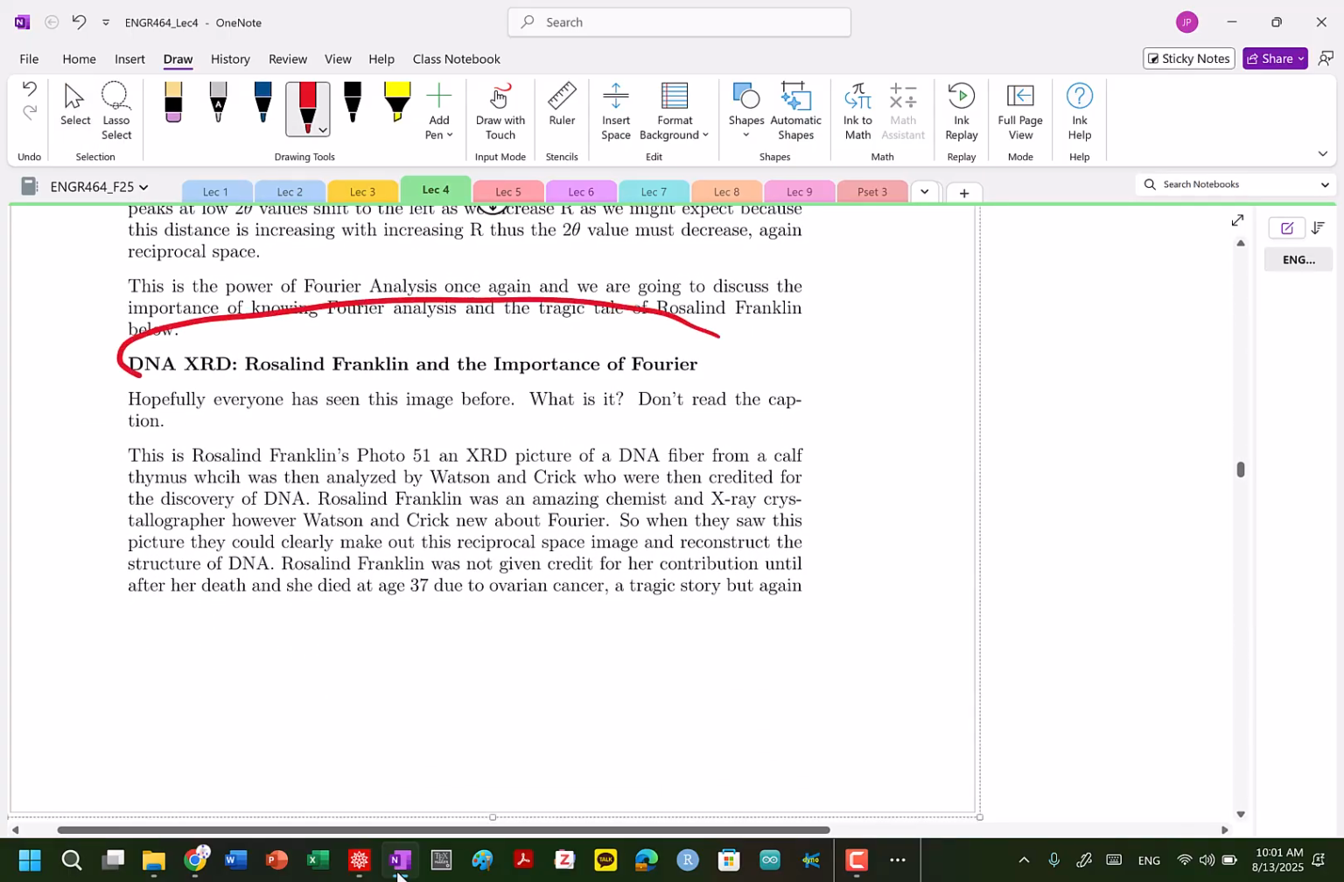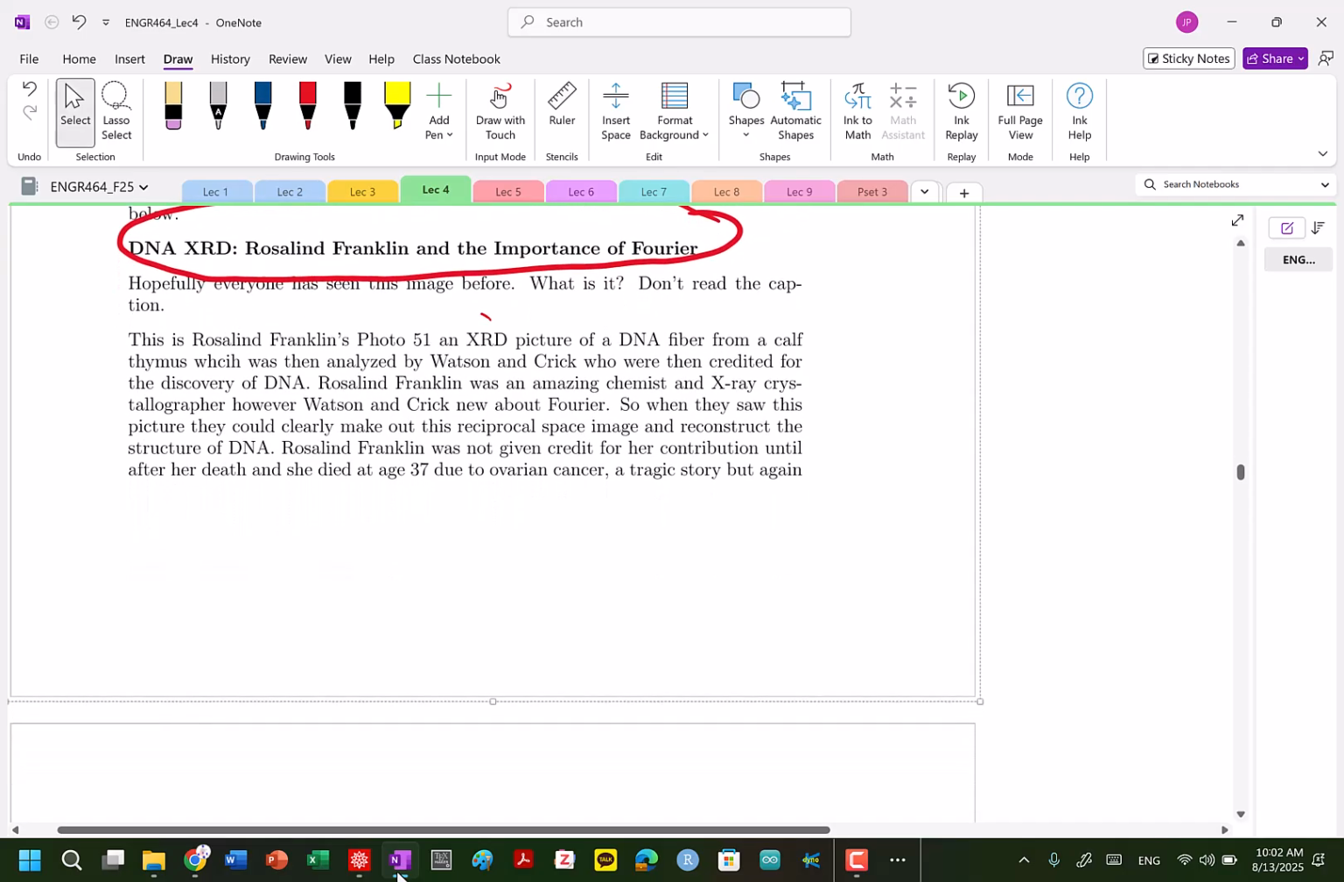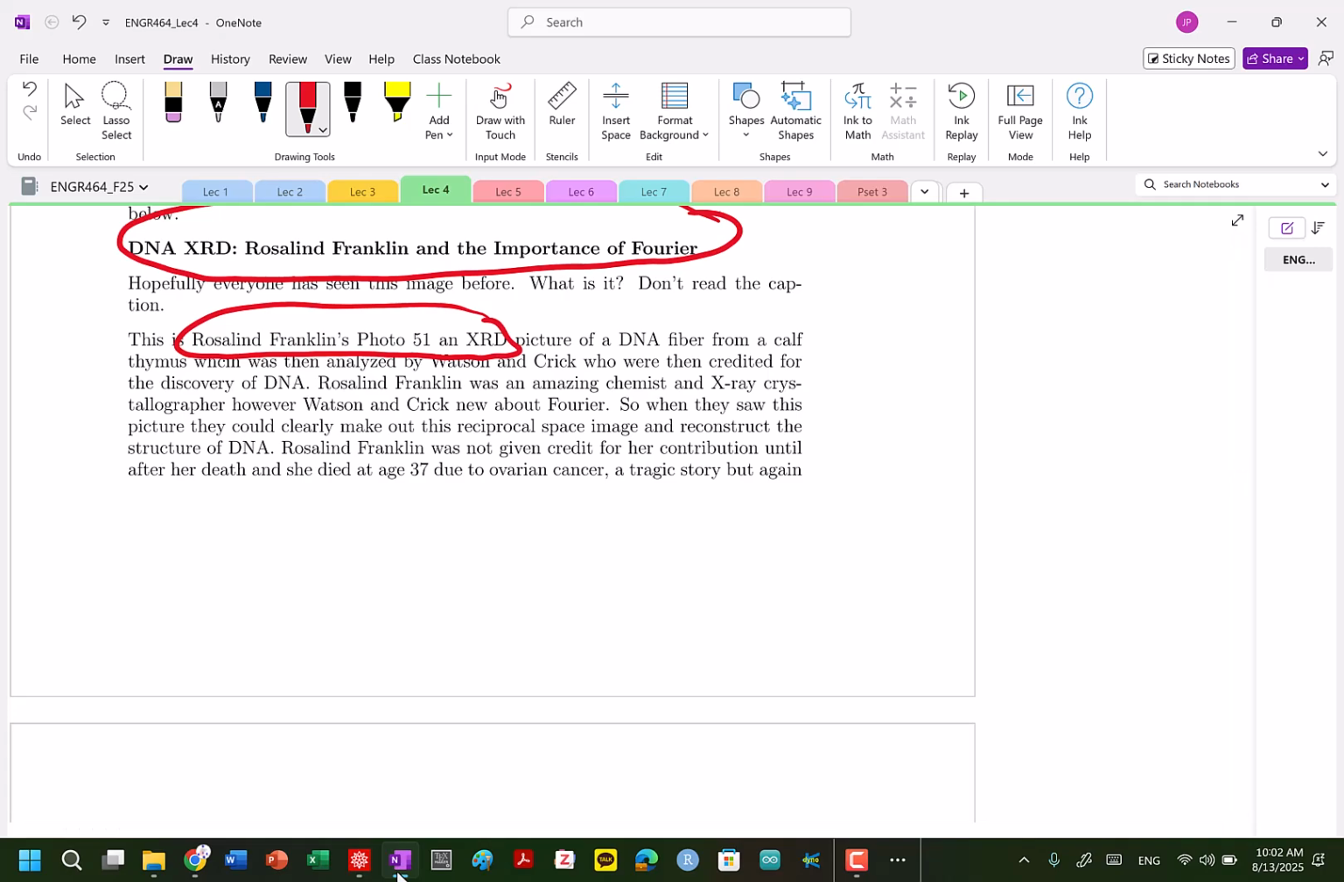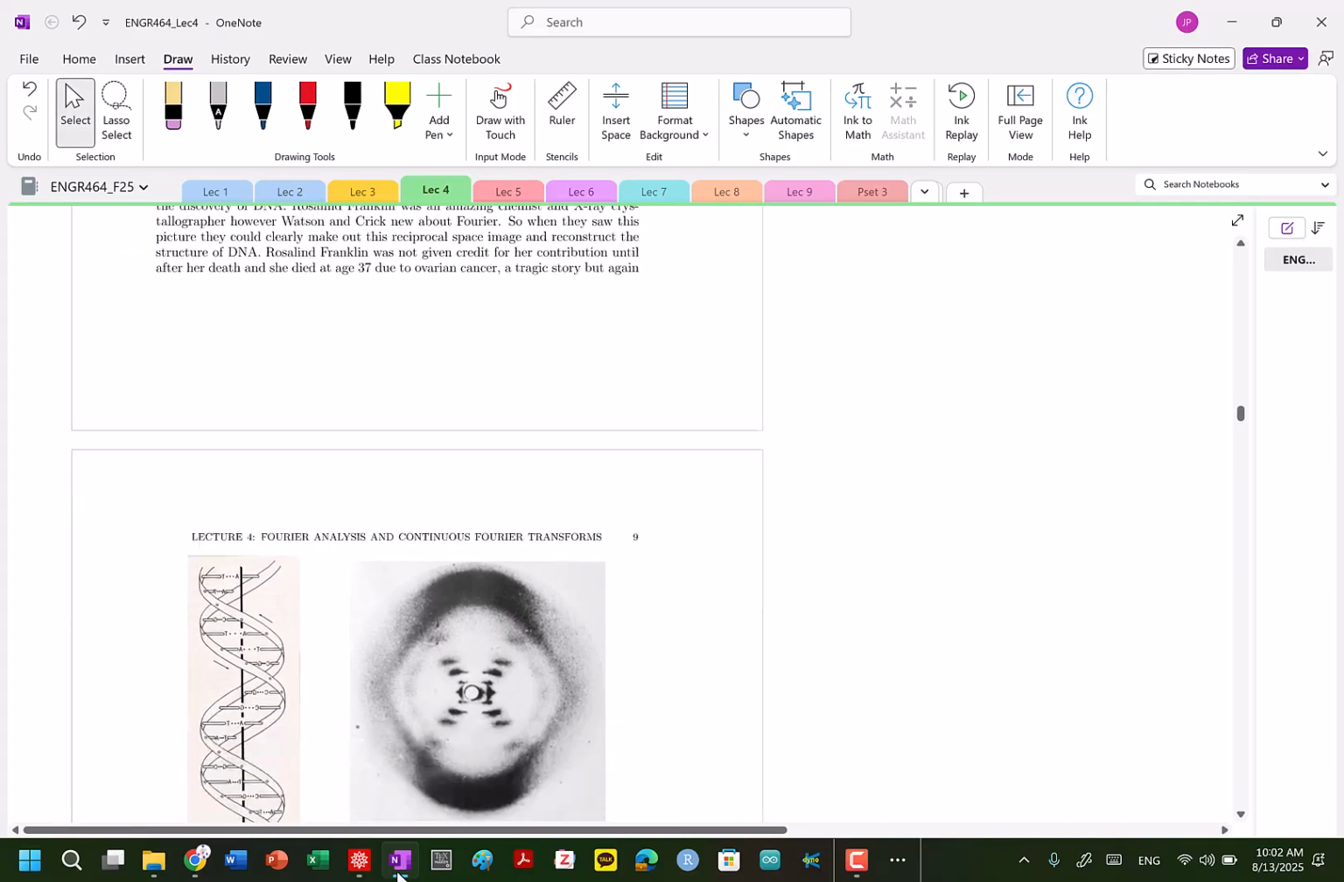Finally, and actually really important motivation, DNA. This is Rosalind Franklin. Rosalind Franklin was probably the first person to actually photograph DNA, which is basically DNA fiber from a calf thymus, later analyzed by Watson and Crick. Watson and Crick had expertise in and actually knew about Fourier type analysis. So Rosalind Franklin was an X-ray crystallographer.